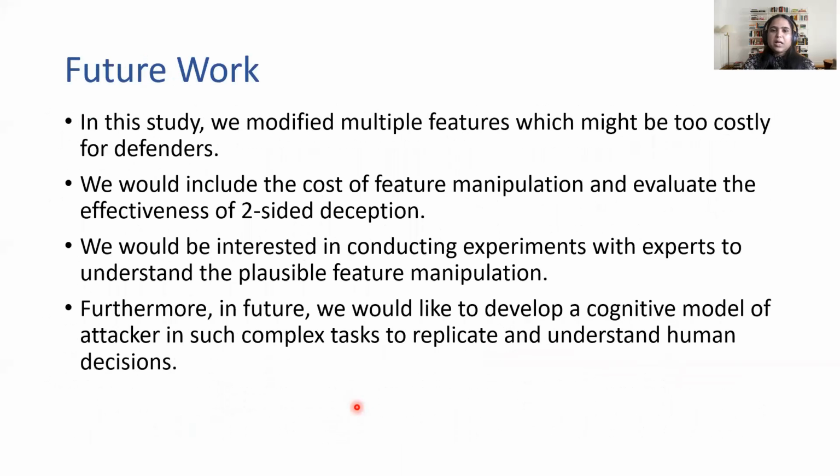In future, we would like to address some of the issues with our experiment design. We would also like to know how costly it is for defenders to modify these features, and evaluate if we involve cost manipulation, how it will impact the overall effectiveness of two-sided deception. And we would like to conduct experiments with experts to understand more plausible feature manipulation, and to understand more about human decision-making processes. We would like to develop a cognitive model of human behavior.